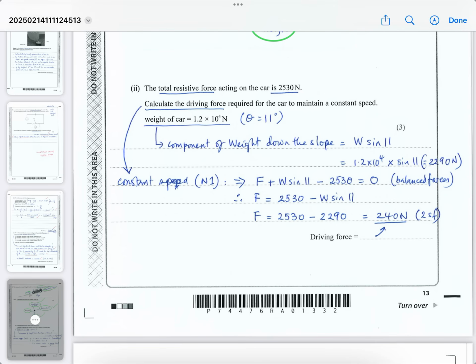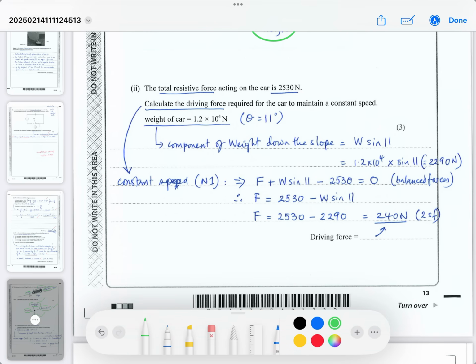The total resistive forces acting on the car, that's the backward force, is given as 2,530 newtons. Calculate the driving force required for the car to maintain a constant speed. If it's maintaining a constant speed, we know that the forces must be balanced because acceleration will be 0. The weight of the car is given to you, and remember that there is a slope of 11 degrees. So part of the weight is also helping the driving force.